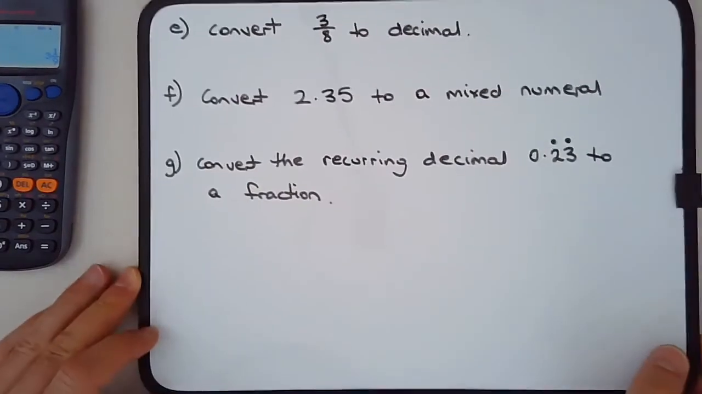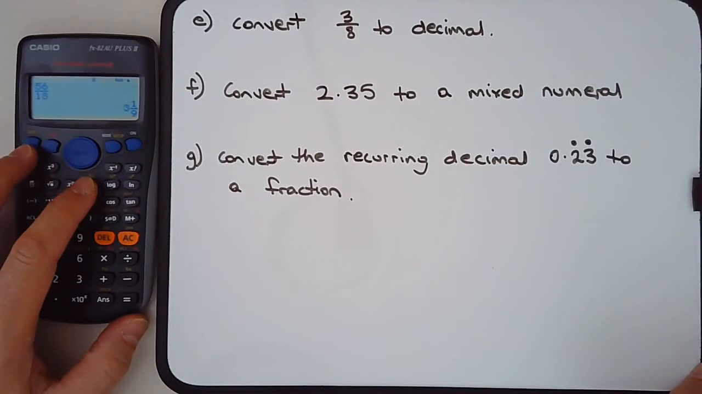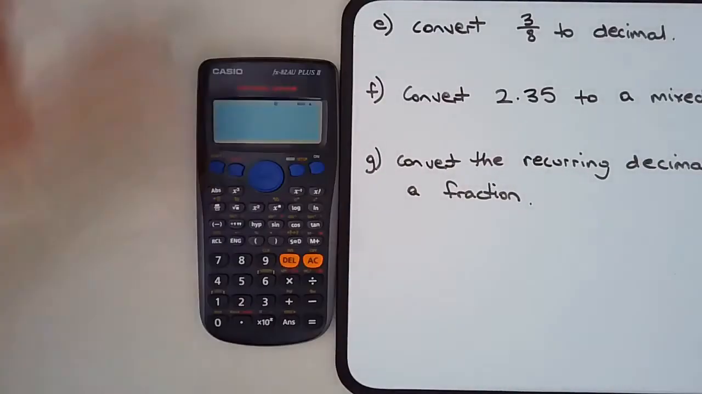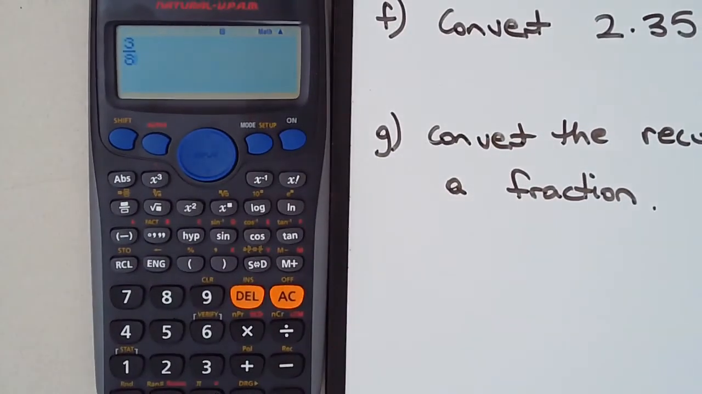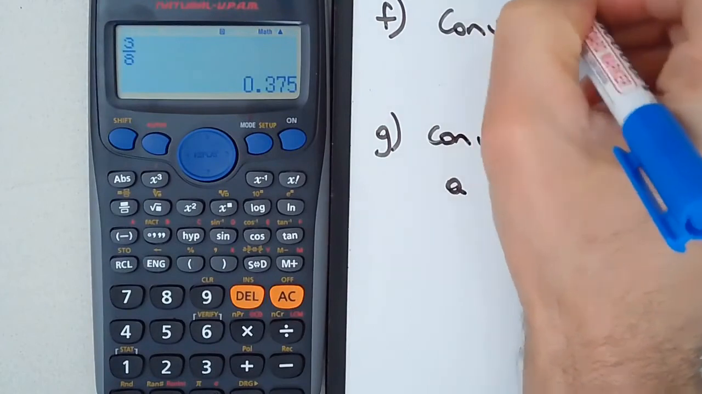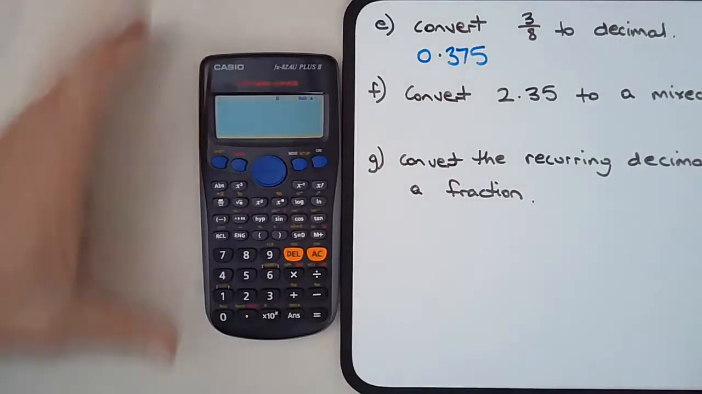All right, let's have a look at some other examples. This one involves conversion to decimal. Again we use the SD button here. So convert 3/8 to decimal. What we do is we type in 3/8, press equals, press the SD button, and there you go. It's already in decimal form. So I might just write the answer here: 0.375.